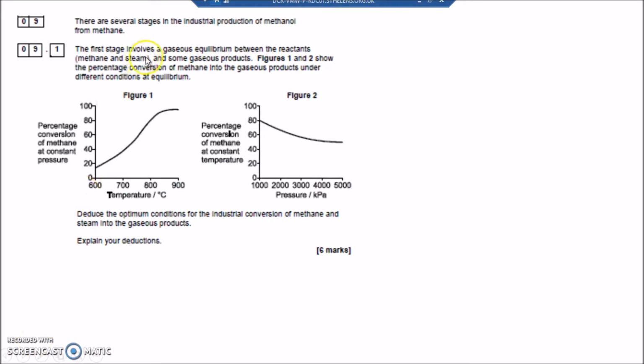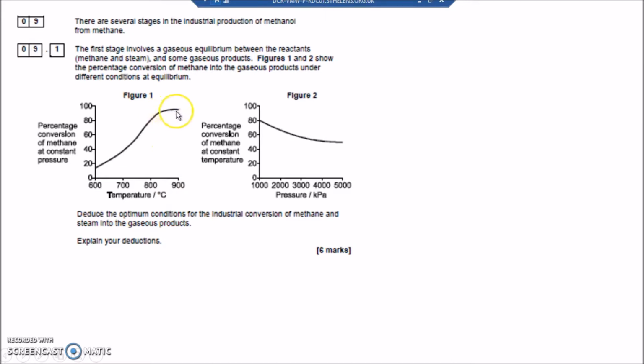Question 9. There are several stages in the industrial preparation of methanol from methane, and we can see the percentage conversion of methane, so we can see the efficiency of the reaction here. So it looks as if more methane is converted into methanol. So methane into methanol, more and more is converted as the temperature goes up. However, it does seem to drop off a little bit, so we don't seem to get much increase in percentage conversion after around about 850 degrees C.